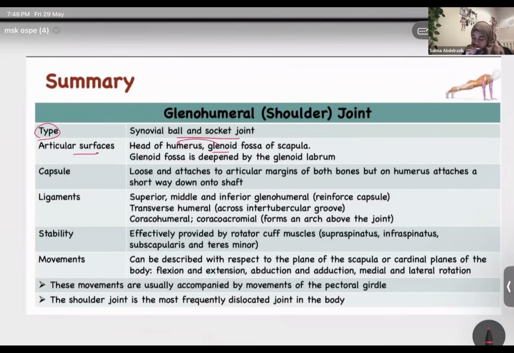Surfaces, which is the glenoid with the humerus. The capsule is there. Ligaments, like we said, the three ligaments. Stability is because of the rotator cuff muscles and the ligaments. Movements anywhere in the world. Yeah, it's the most frequently dislocated joint in the body, the shoulder joint.